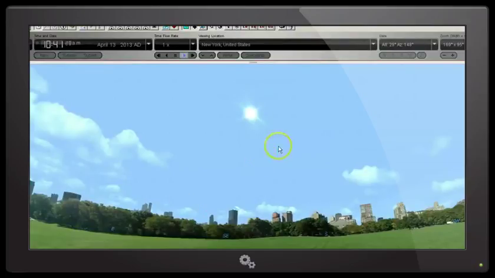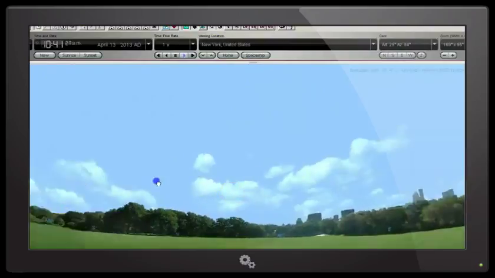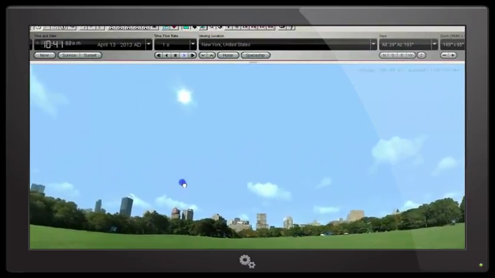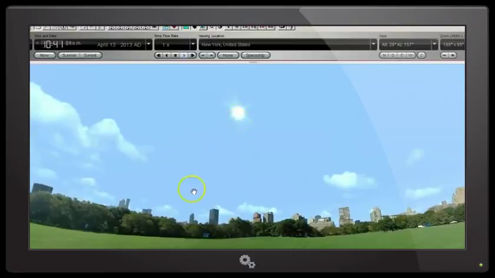So first of all, we're looking at the view from New York. This is looking around. We've got Central Park there, and we're looking towards New York. And as you can see, we've got the Sun in the middle of the sky. And here's the Sun. I'll just select that.